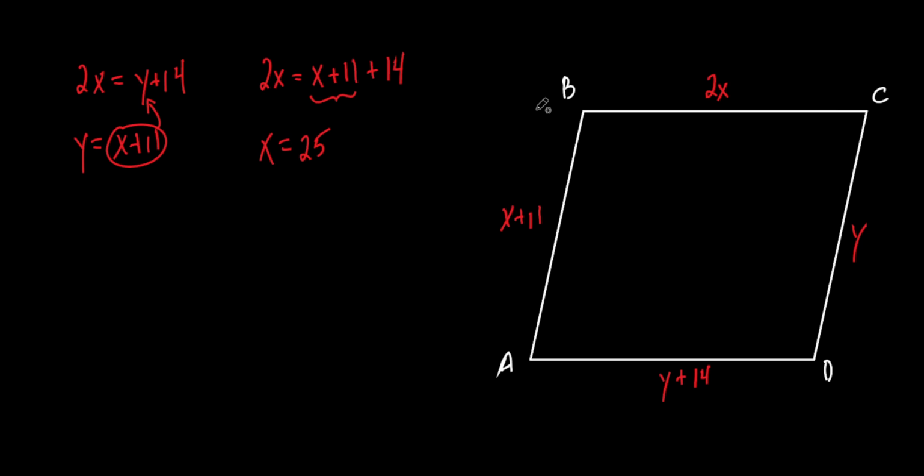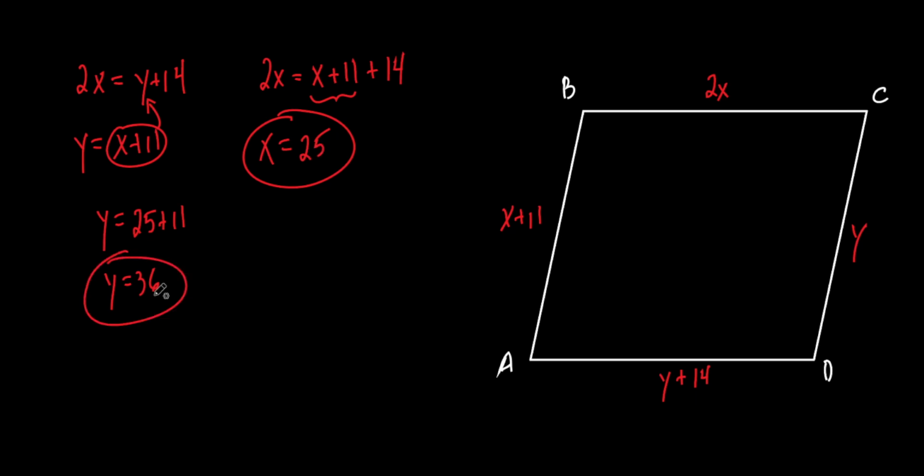And then I got to solve for y. y is super easy now because y is already sitting here by itself. y is equal to x plus 11. So it's just 25 plus 11. So y is what? 36. So that's what x needs to equal, and that's what y needs to equal in order to make this into a parallelogram. I think that's it.